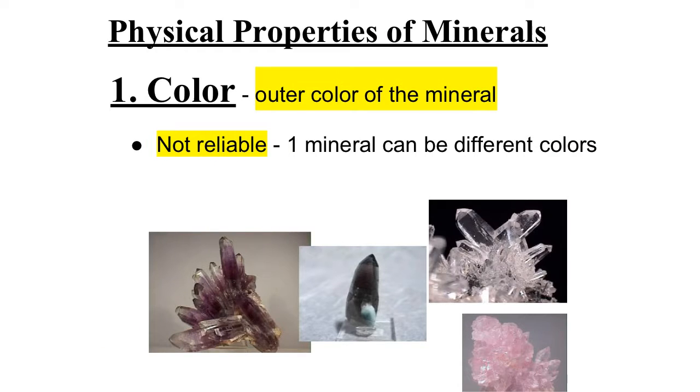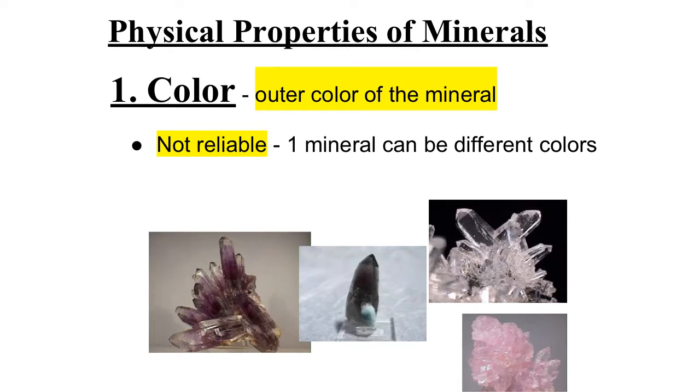So the next thing we're going to talk about is the physical properties of minerals. These are things that you can actually see. They're physically there. They're not chemical, they're physical. So things that we can actually look at and identify. And these physical properties of minerals are the things that we use to try to figure out what a mineral is. So if you go out in the field and you're trying to figure out, what is that mineral? These are the different tests that you can use to identify them.